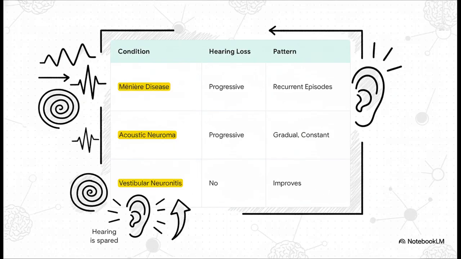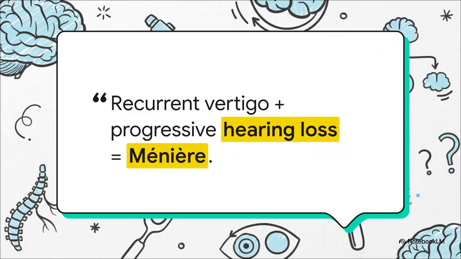Okay, vertigo. This is another one that can be a real headache, no pun intended. Lots of things cause it, but you know what your secret weapon is? Hearing loss. Ask about the hearing. With Meniere's disease, you get these crazy, recurrent episodes of spinning, sure, but you also get hearing loss that gets worse over time. Compare that to something like vestibular neuronitis. That's all vertigo, no hearing loss. Your hearing is totally fine. It's a huge differentiator.